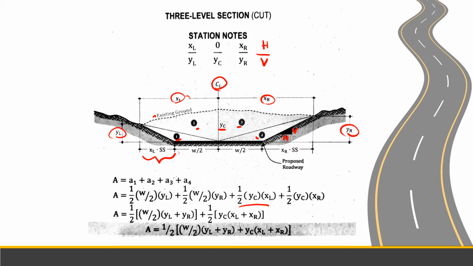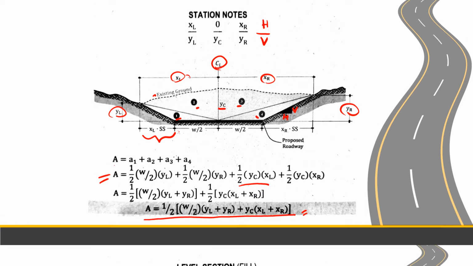And area 4 is 1/2 YC times XR. This is the formula for the area of the cross section, but you can use manual solving on each area. So that you don't have to memorize this formula, which is quite long, just by utilizing the area of a triangle, you can solve the whole area. You just sum them.